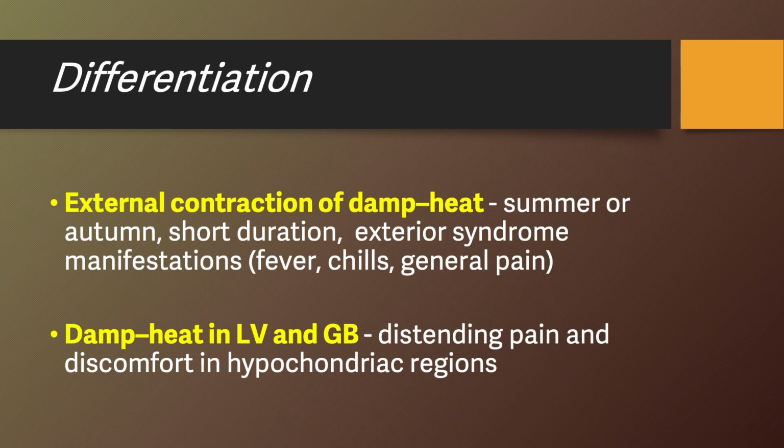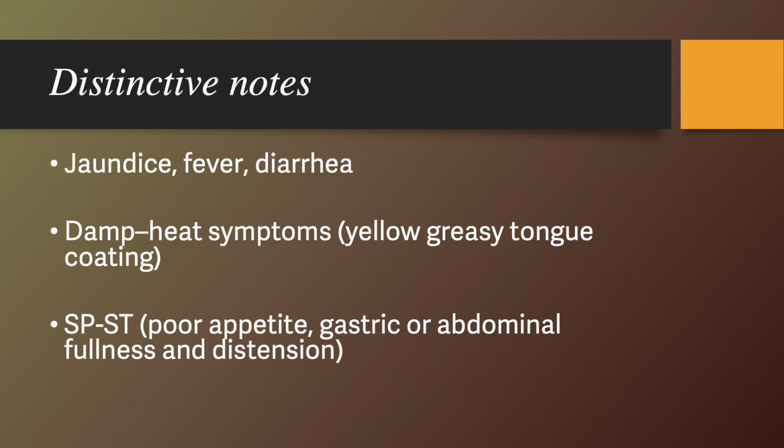Damp heat in the liver and gallbladder causes distending pain and discomfort in the hypochondriac regions. The distinctive points of this pattern are jaundice, fever, and diarrhea, either alone or in combination. In addition, damp heat symptoms such as a yellow greasy tongue coating and spleen stomach symptoms such as a poor appetite and gastric or abdominal fullness and distension are present.